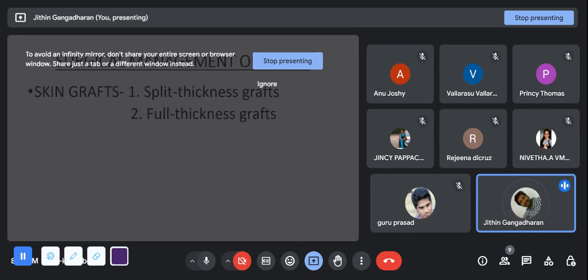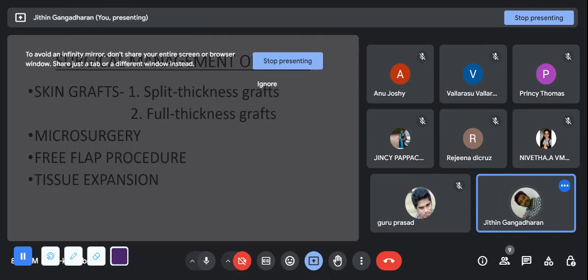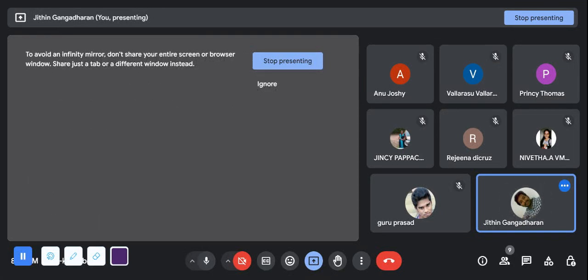So, surgical management. Kindly note that skin grafting is a surgical management. We have split thickness graft as well as full thickness graft. Full thickness means we completely take the dermis as well as the epidermis, whereas in split thickness graft, we take just the epidermis. Then microsurgeries are done, free flap procedures are done, and tissue expansion.